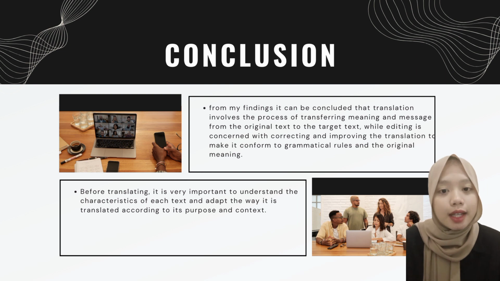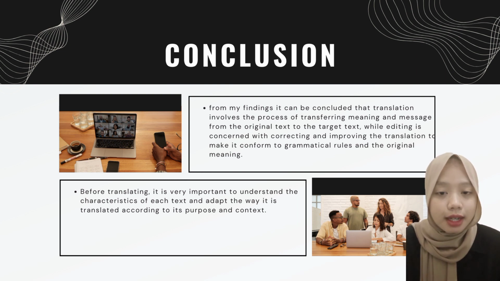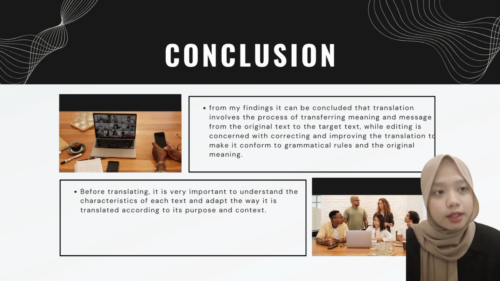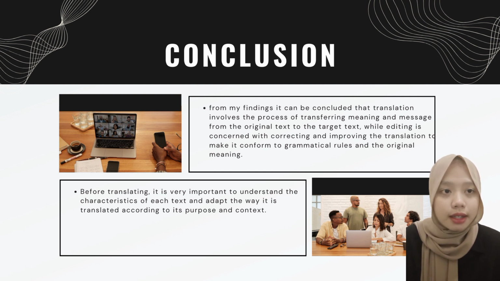So this is the last one. It's the conclusion of the whole video. From my findings, it can be concluded that translation involves the process of transferring meaning and message from the original text to the target text, while editing is concerned with correcting and improving the translation to make it conform to grammatical rules and the original meaning.